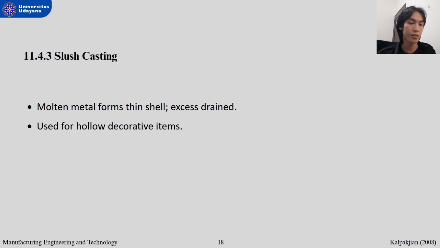Next is slush casting. Slush casting is used to make hollow parts by allowing only a thin layer of metal to solidify inside the mold. Pressure casting uses gas or vacuum pressure to force molten metal into the mold for better density.